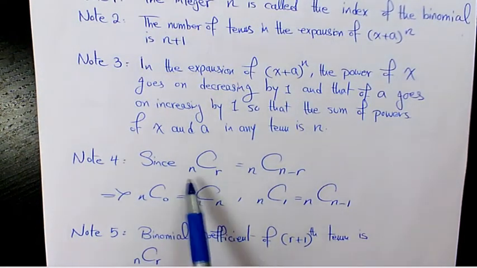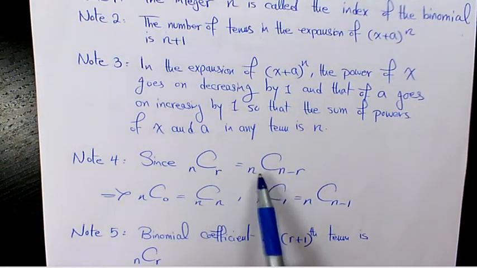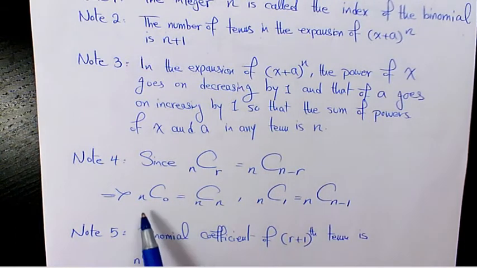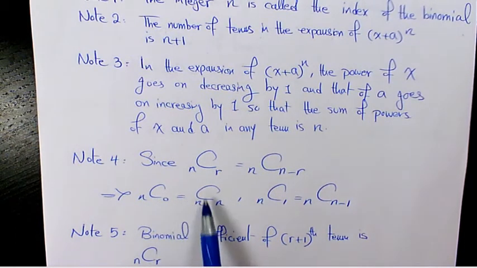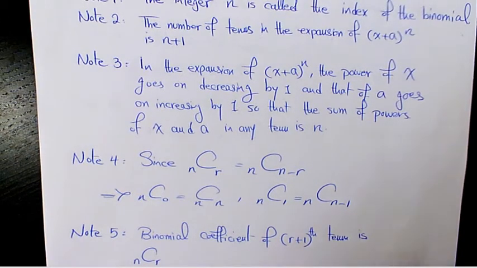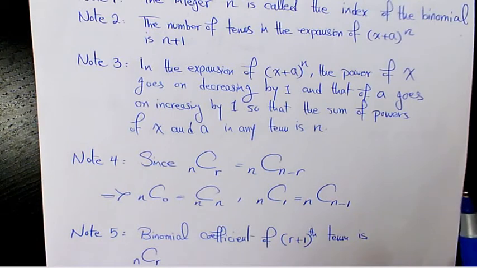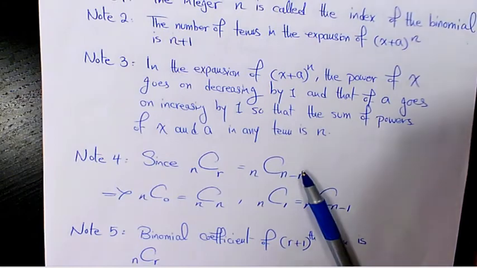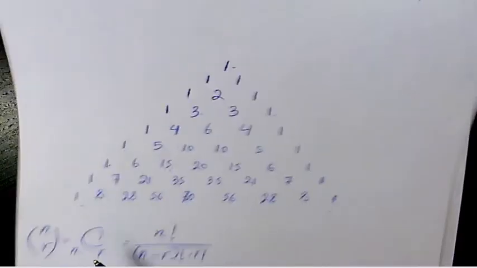Then since nCr equals nC(n minus r), we can say nC0 equals nCn, or nC1 equals nC(n minus 1). So what does that mean? I need to show you the Pascal triangle, if I can find it. There you go. So here, Pascal triangle.